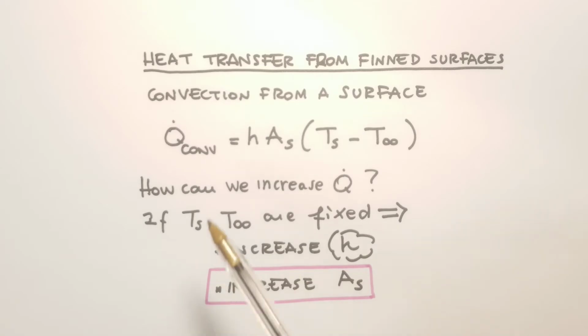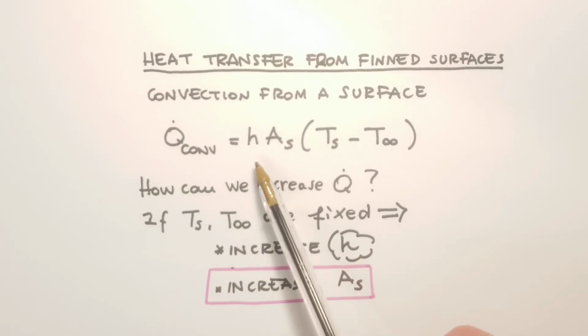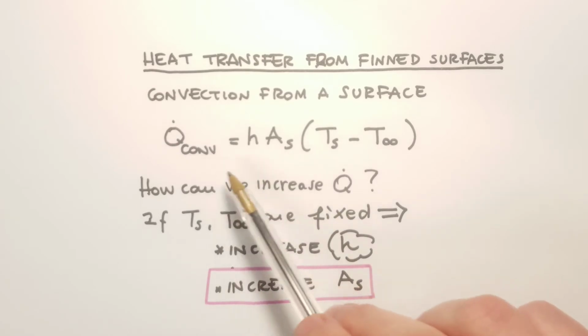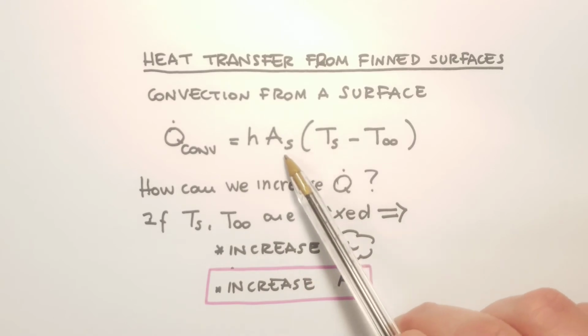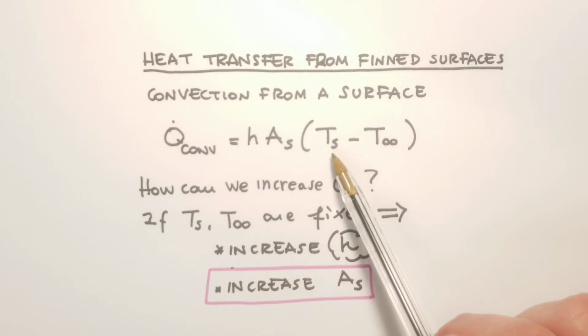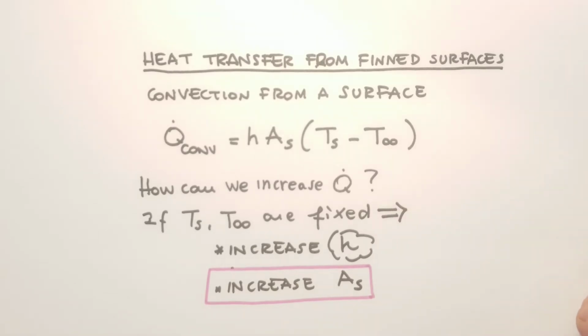Let's analyze the case of convection from a surface. So we know that convection from a flat surface is ruled by Newton's law of cooling. So Q convection is equal to h, the convection coefficient, times A_s, which is the surface area, times the difference between the temperature of the surface and the temperature of the fluid at an infinite distance. That means at a distance sufficiently far away from the wall.